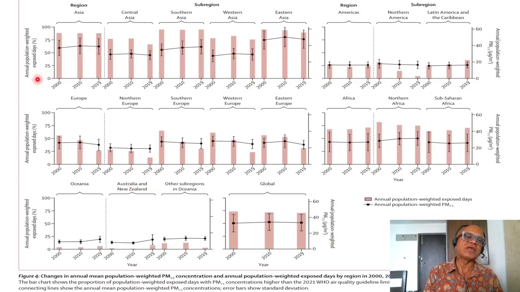This is annual population weighted PM2.5, on the scale of 0 to 60 here, and you can see that pretty much all regions are way above 15 micrograms per meter cube, except maybe the Americas. Actually, even they are above 15, but some of them dropped, like Northern America has dropped on average, and Latin America and the Caribbean has gone up from just being above the safe levels to being much higher than safe levels, and similar story everywhere.